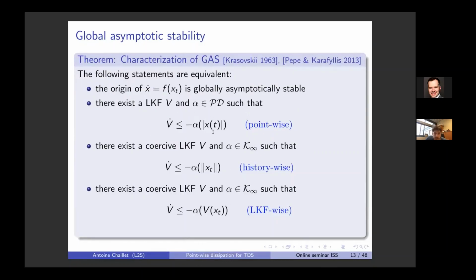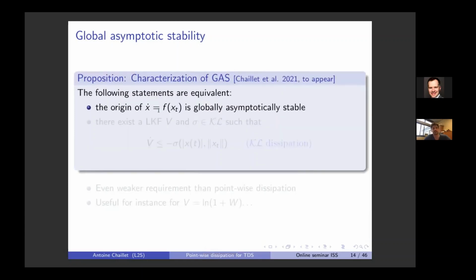Actually, the weakest requirement we have here is probably this one, because this dissipates only in terms of the current value of the state norm. And in this proposition that is in a recent paper that is hopefully to appear soon, we show that this requirement can actually be relaxed, and that global asymptotic stability is actually equivalent to having a KL dissipation rate. What I mean by KL dissipation rate is that it dissipates increasingly in terms of x of t and potentially decreasingly in terms of the history function.